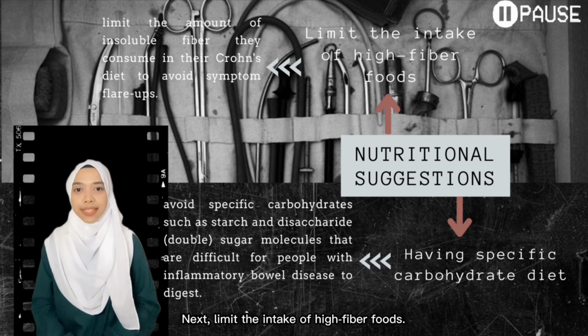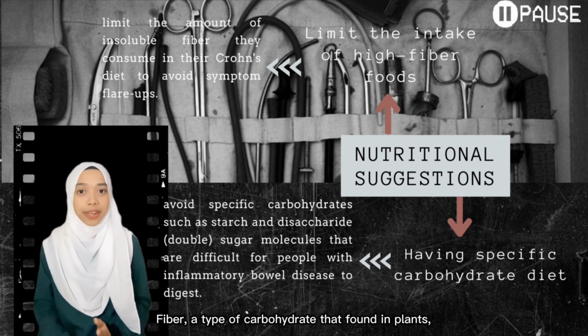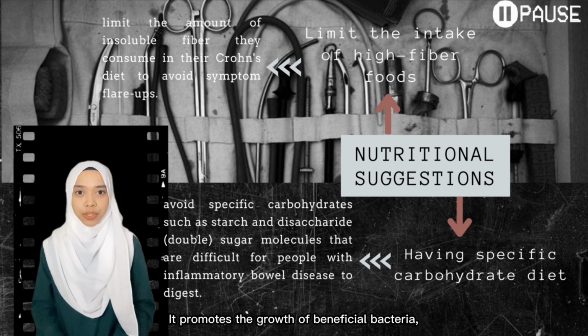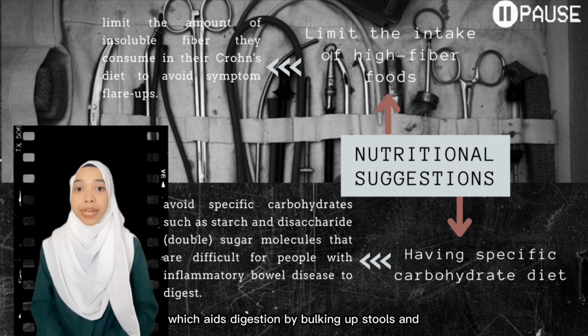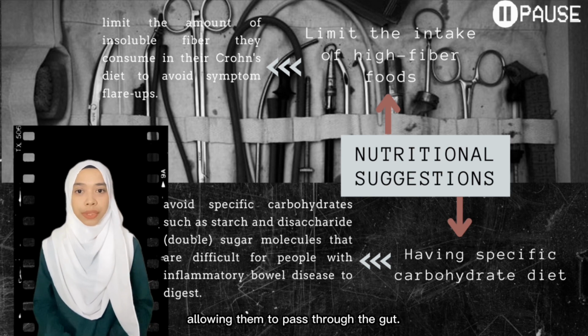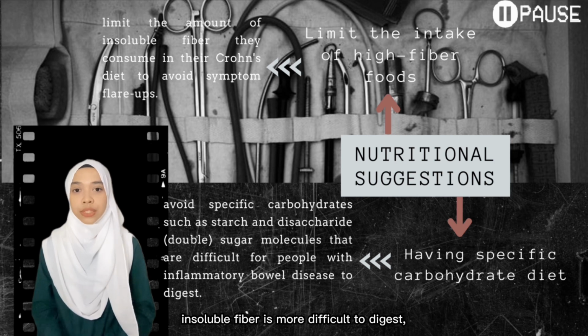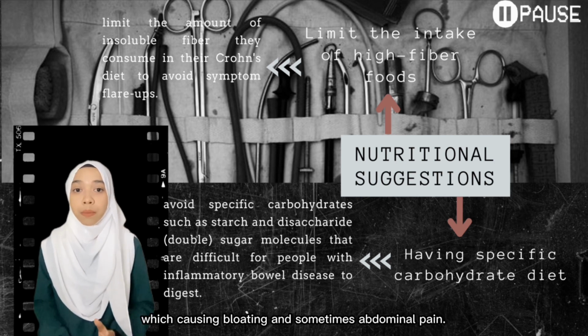Next, limit the intake of high fiber foods. Fiber, a type of carbohydrate that is found in plants, is essential in our diets. It promotes the growth of beneficial bacteria, which aids digestion by bulking up stools and allowing them to pass through the gut. However, while the digestive system can break down soluble fiber, insoluble fiber is more difficult to digest, which causes bloating and sometimes abdominal pain.